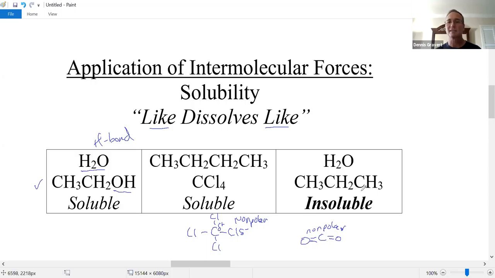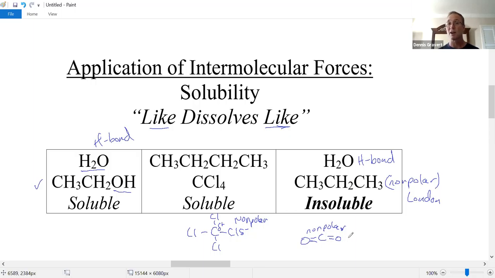If you try and mix a nonpolar greasy molecule with water that's polar, they're not alike. Water wants to do hydrogen bonding. It's very polar. The greasy molecule here is nonpolar. It wants to do London dispersion. And these are different forces. They're not alike. So we predict they don't dissolve in each other.